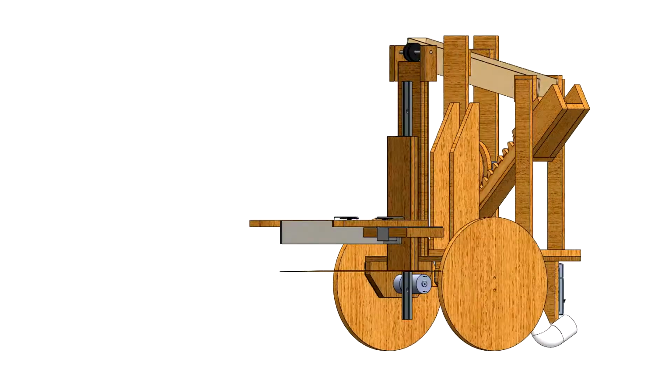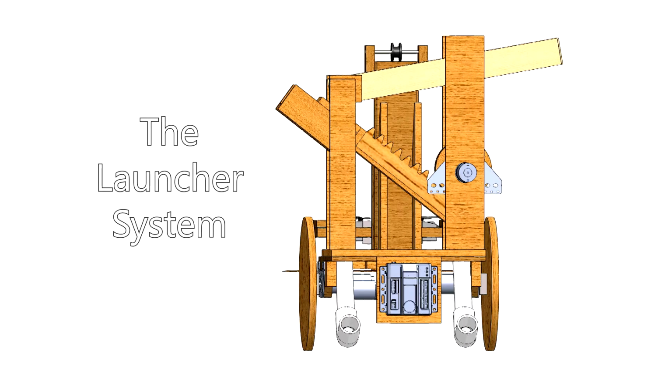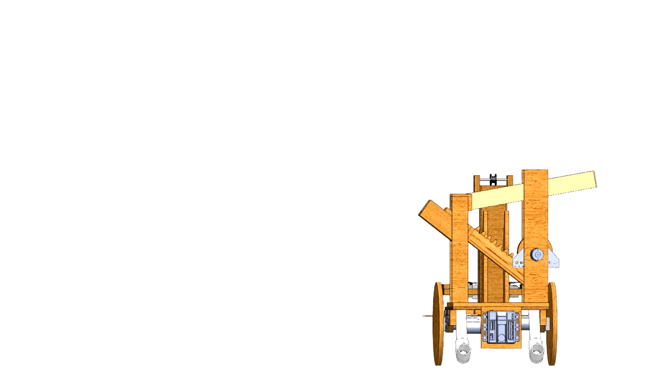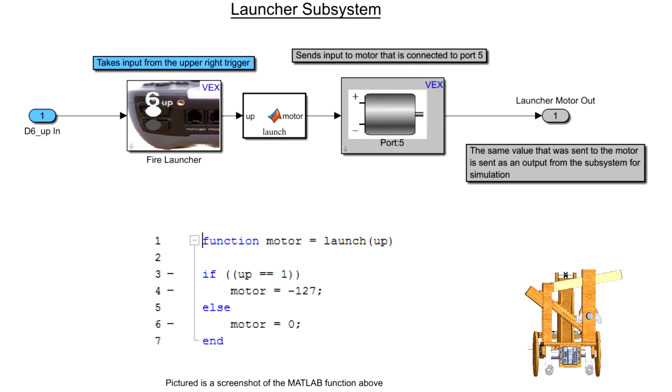The final individual subsystem is the water launcher. This subsystem uses the rack and pinion to create tension by pulling back rubber bands. During rotation, the tension is released and water is propelled forward. The motor's rotation is triggered by holding the upper right trigger on the back of the controller.